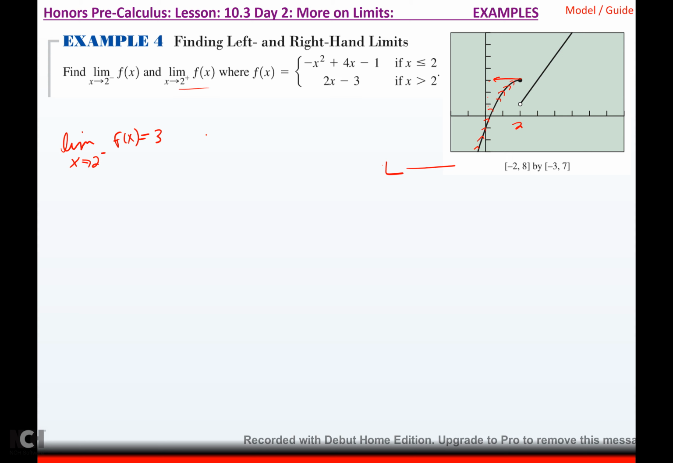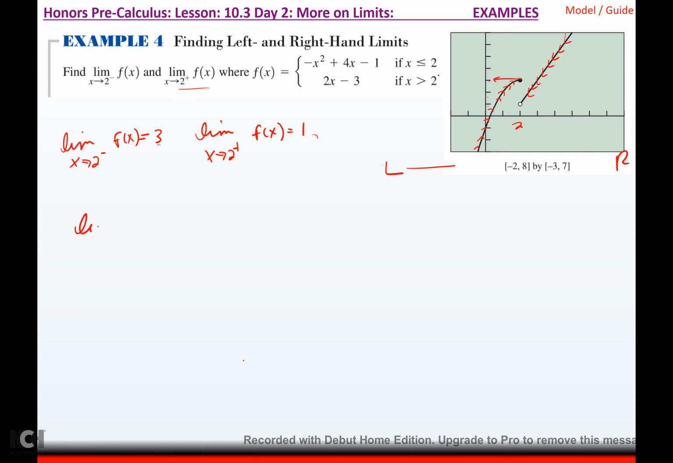Picture-wise, if I approach 2 from the right, the limit as x approaches 2 from the right, I'm tracing the graph from this side, and as I approach 2, from this side it's getting closer and closer to 1. So, since these are approaching different things, then the limit does not exist.